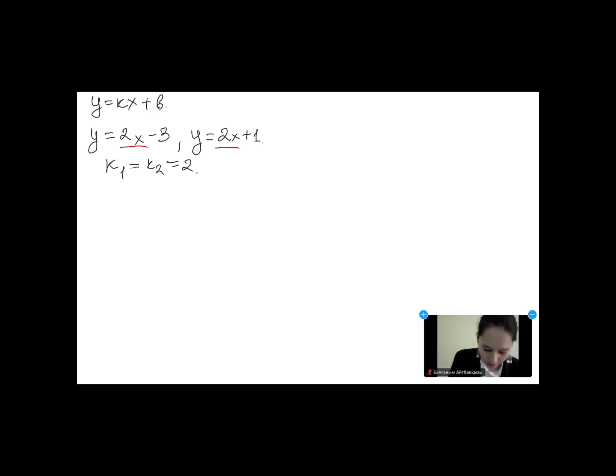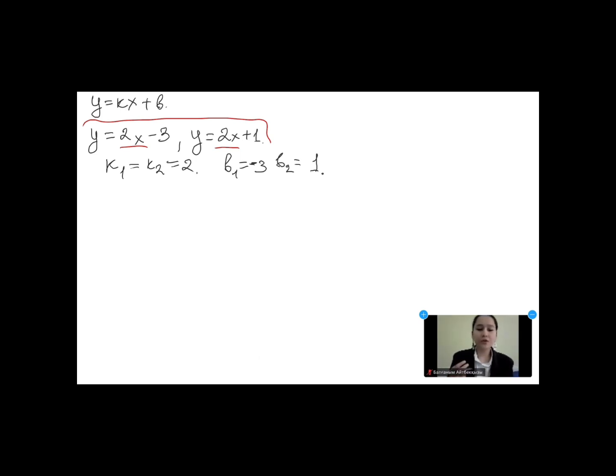And we have b1 and b second. b1 is equal to minus 3, b second is equal to plus 1. B is a free member, but they are not the same. They are different numbers. So now let's see if these two functions are placed in parallel.